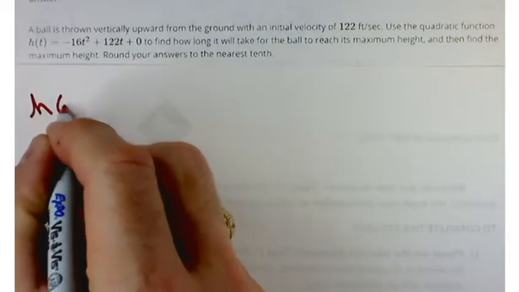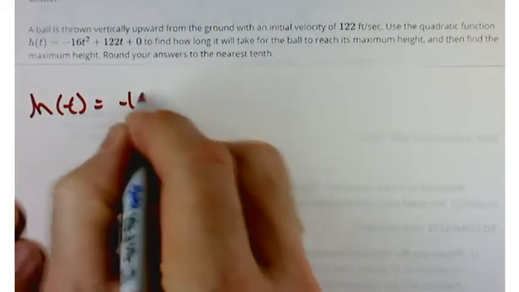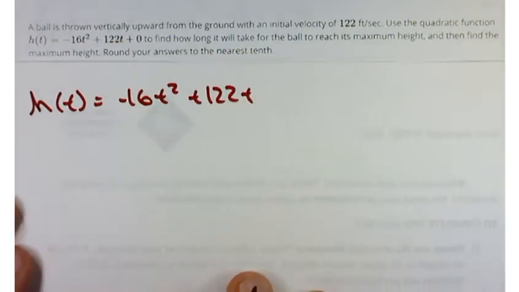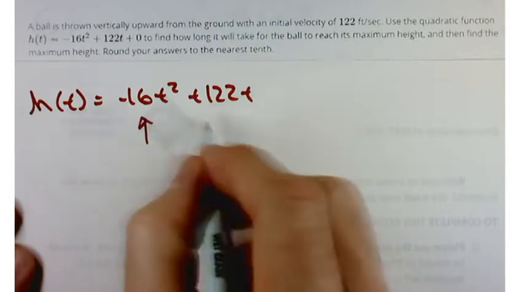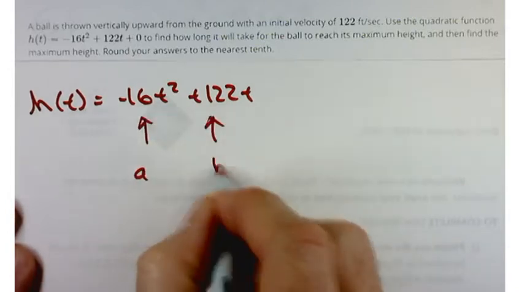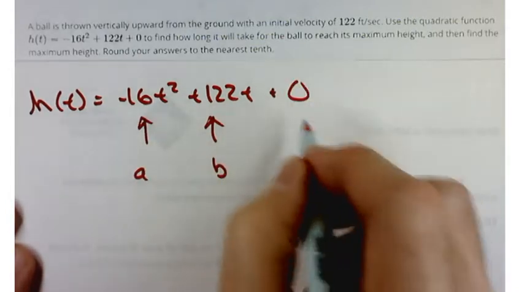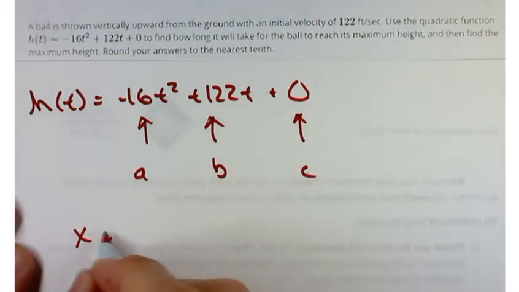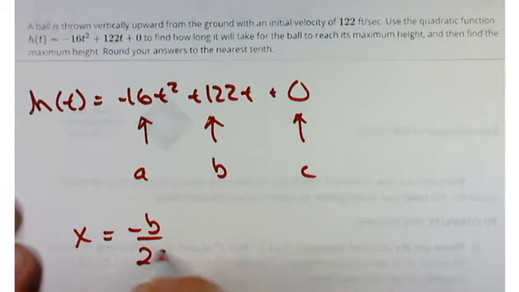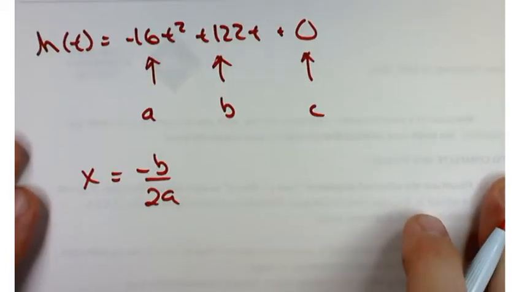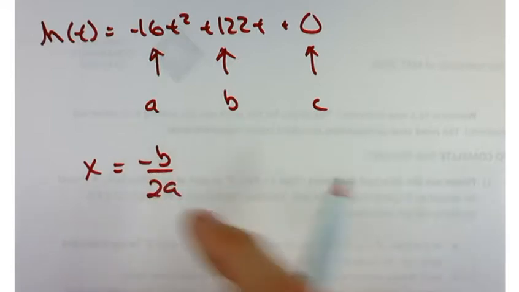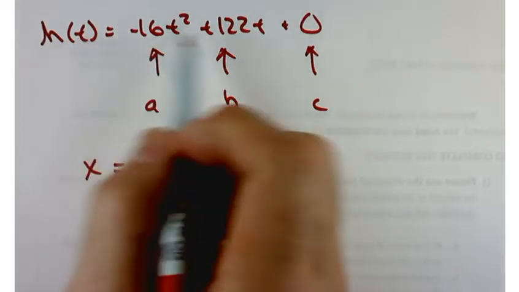So h of t is negative 16t squared plus 122t. Well, this gives you your a and the b. I don't need to write the plus 0. I mean, that's going to be my c. But c is not part of this formula, negative b over 2a. In this case, maybe I should put t equals negative b over 2a, because really we're working in a parabola that depends on t.